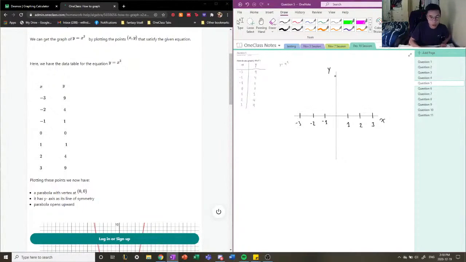So now we're going to label out our other points. I'm going to put 9 here. I'll put 1 here, and it's not to scale either, I'm sorry about that. 0 is over here. I want to put 4 in between, right there.